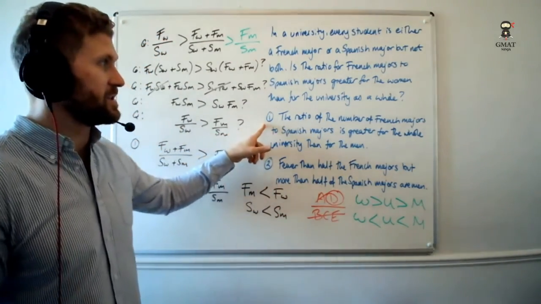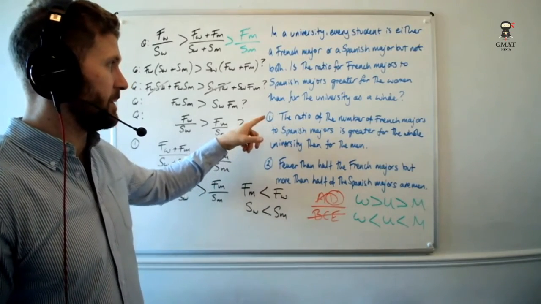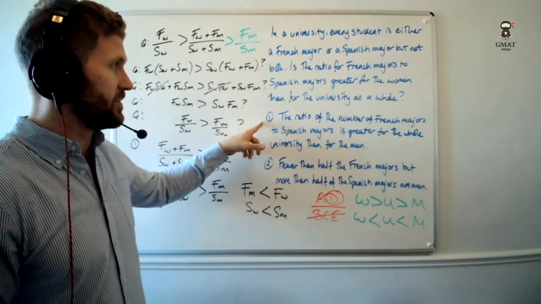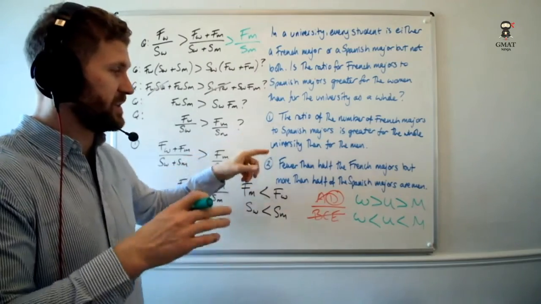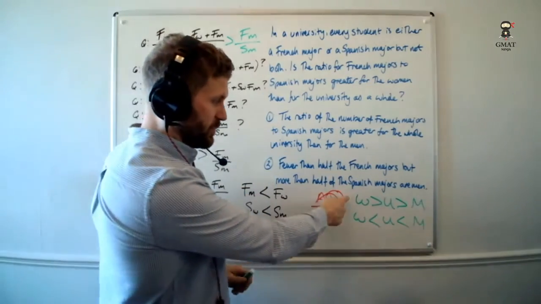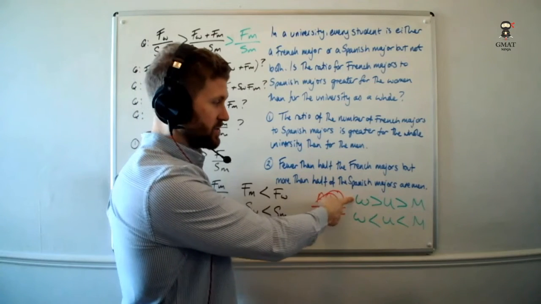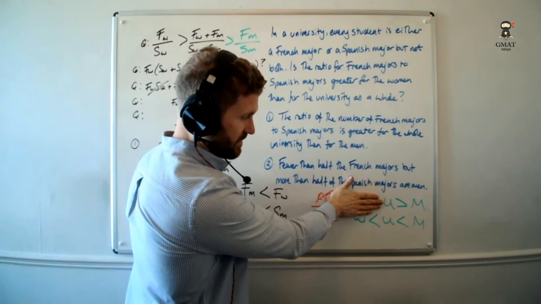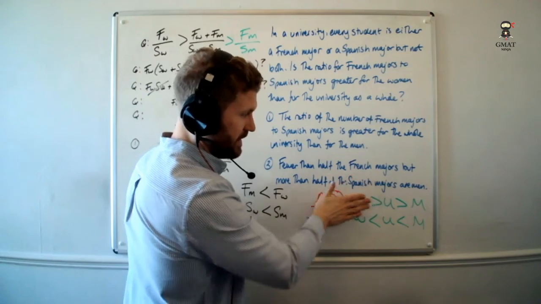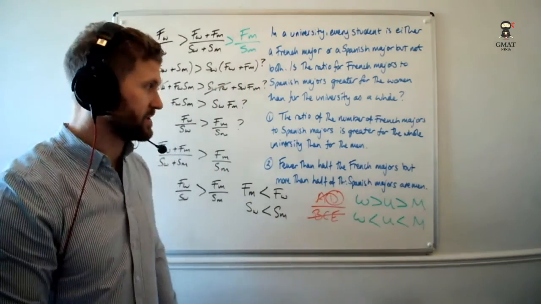Number one tells us that the ratio of French majors to Spanish majors is greater for the university than for the men, which would put you in this top line down here, which answers the question straight away, because we get that the ratio for the university is greater than the men. Well, the women has to be greater than the university then.